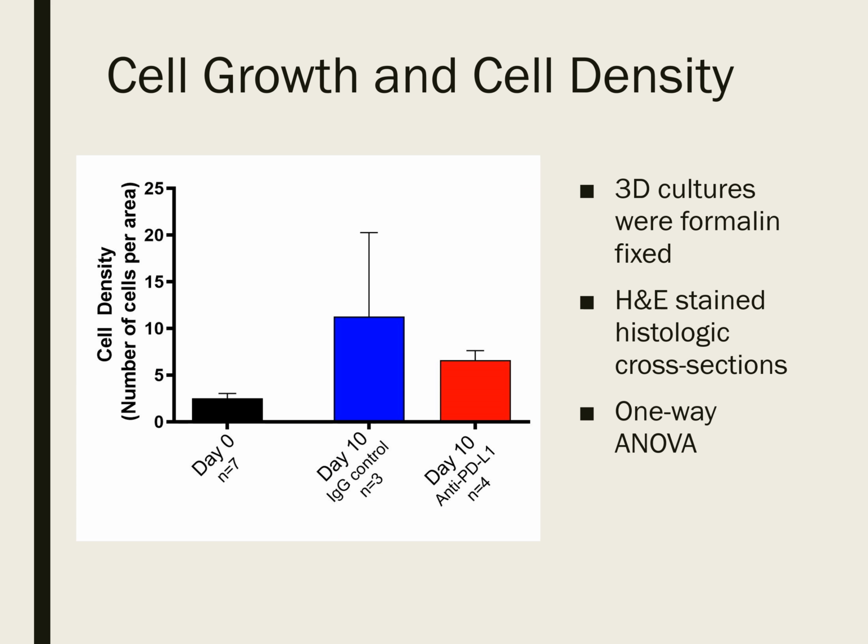So our final objective was to evaluate the effects of anti-PD-L1 therapy on cell growth and cell density. We measure cell density, the number of nucleated cells per area, as a way to measure cell growth. To evaluate this, following day 10 imaging, our 3D cultures were formalin fixed and histologic cross-sections were imaged using a digital microscope. A one-way ANOVA showed that there is a trend towards reduced cell density with checkpoint inhibition as well.